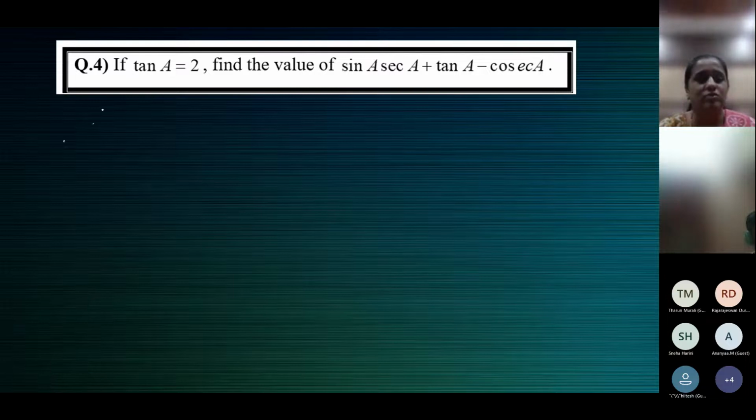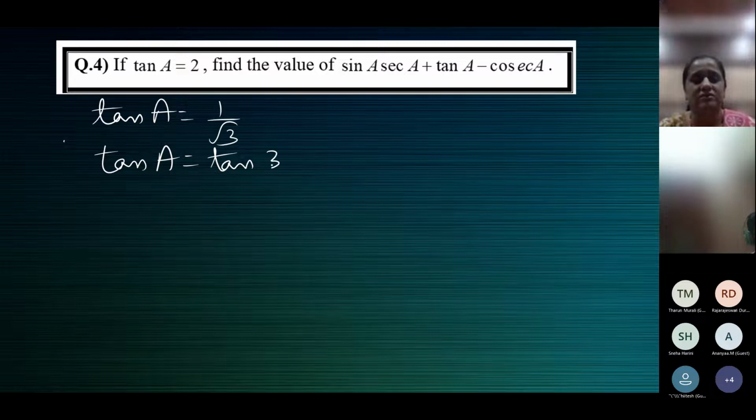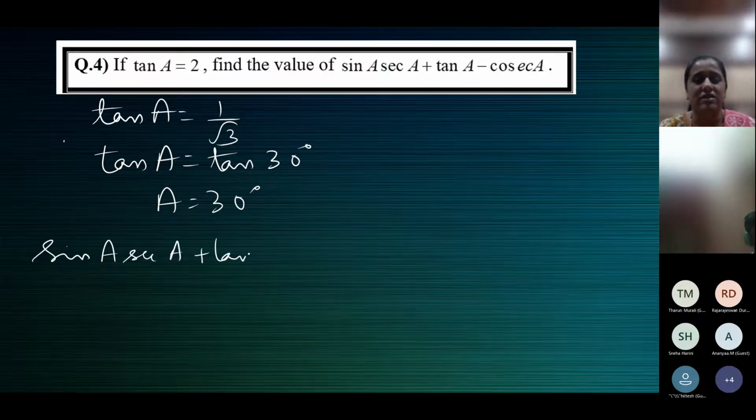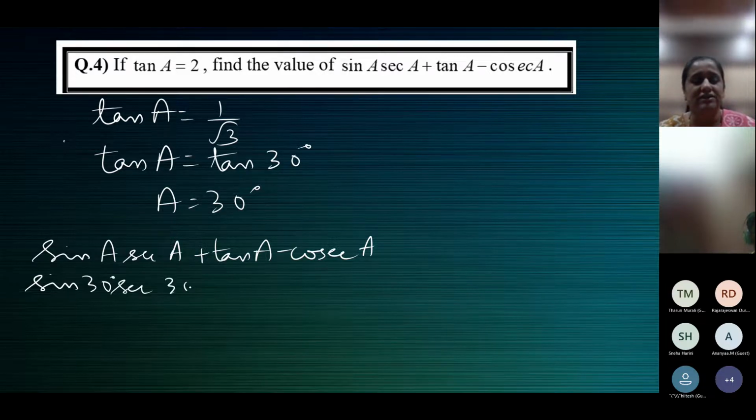What do we have to evaluate? So this is how you present. Tan A is equal to 1 by root 3 is given, but we know that tan A is equal to tan 30 degrees. So on comparing both the sides, A is equal to 30 degrees. Now we have to evaluate sin A secant A plus tan A minus cosecant A. But we know that A is 30 degrees. That means we'll have to find sin 30 degrees, secant 30 degrees plus tan 30 degrees minus cosecant 30 degrees.